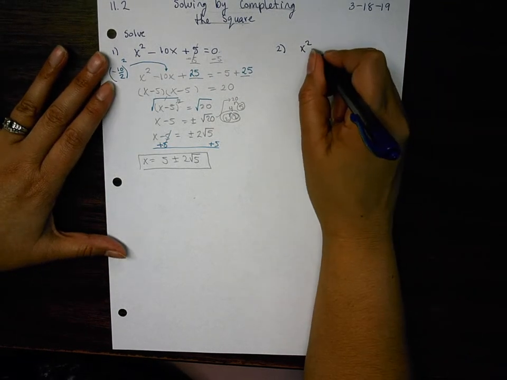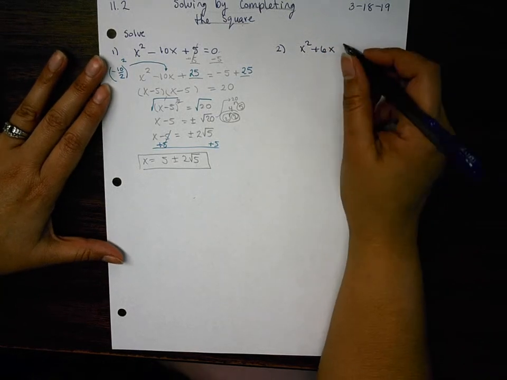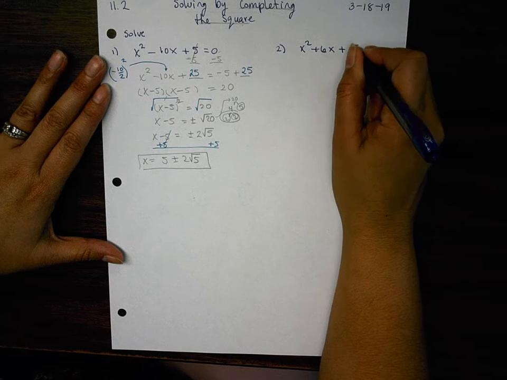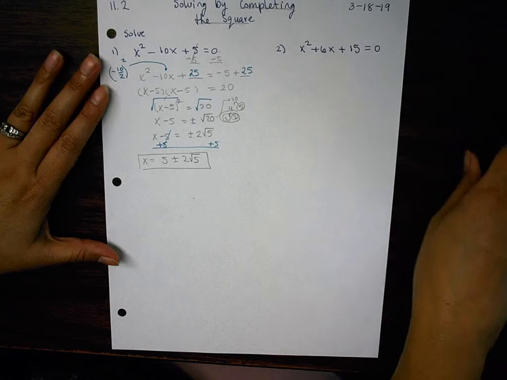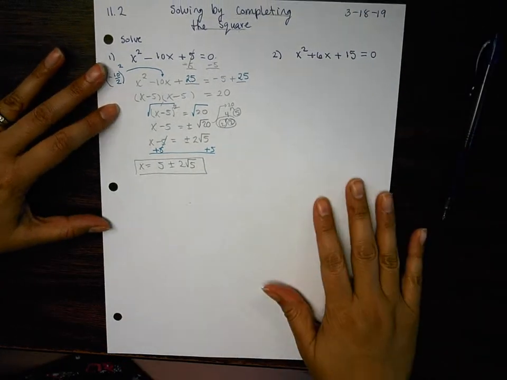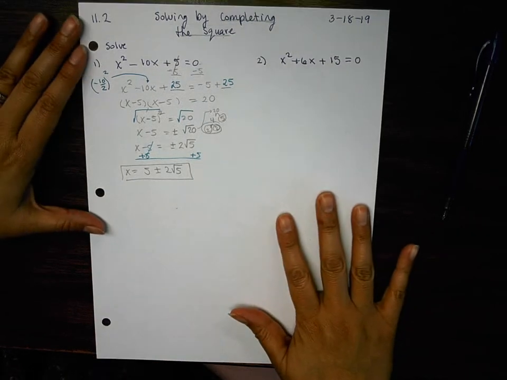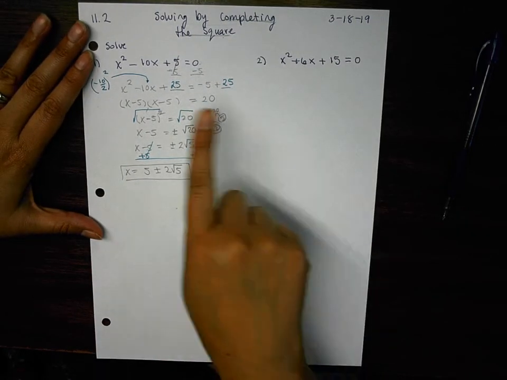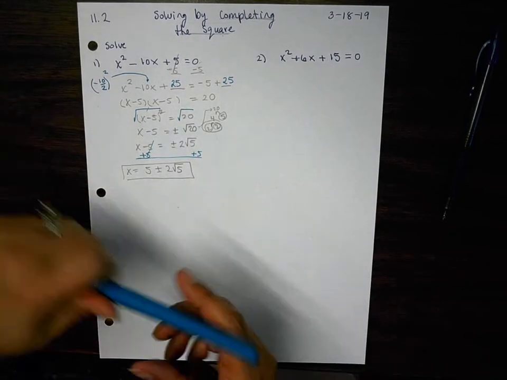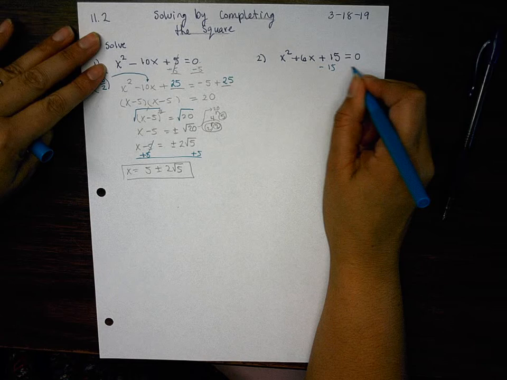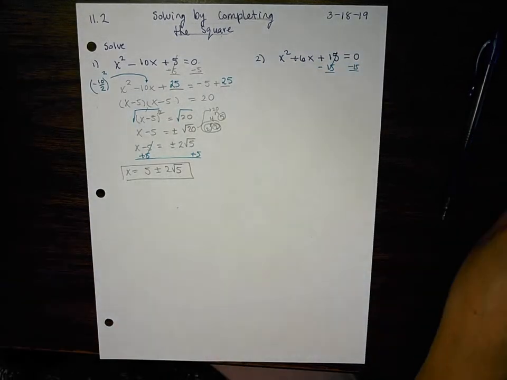All right, number 2. x squared plus 6x plus 15 equals 0. Ladies, I do need you listening. All right. If we're trying to solve by completing the square, I'm going to do the same thing I did earlier and do what with that 15? Subtract it over. Why? Because it's in our way.